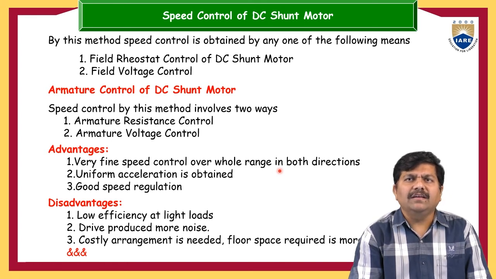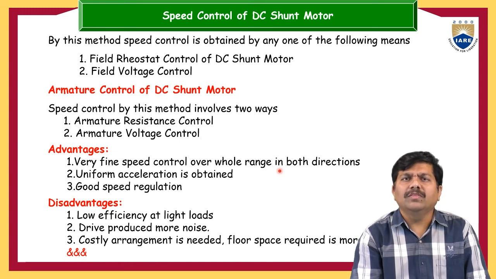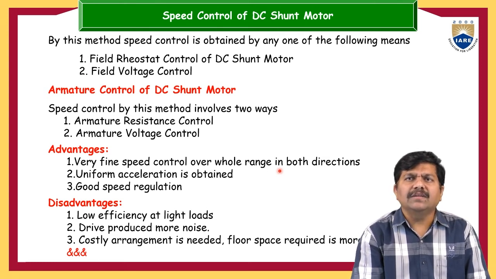So, what are the advantages and disadvantages? Very fine speed control over the whole range in both directions can be achieved in the armature control method, and uniform acceleration is obtained, with good speed regulation. Speed regulation is one of the very, very important parameters. It means how the speed varies from no load to full load, that matters here. So, based on this, the armature control of the DC shunt motor provides this. So, these are the various advantages.